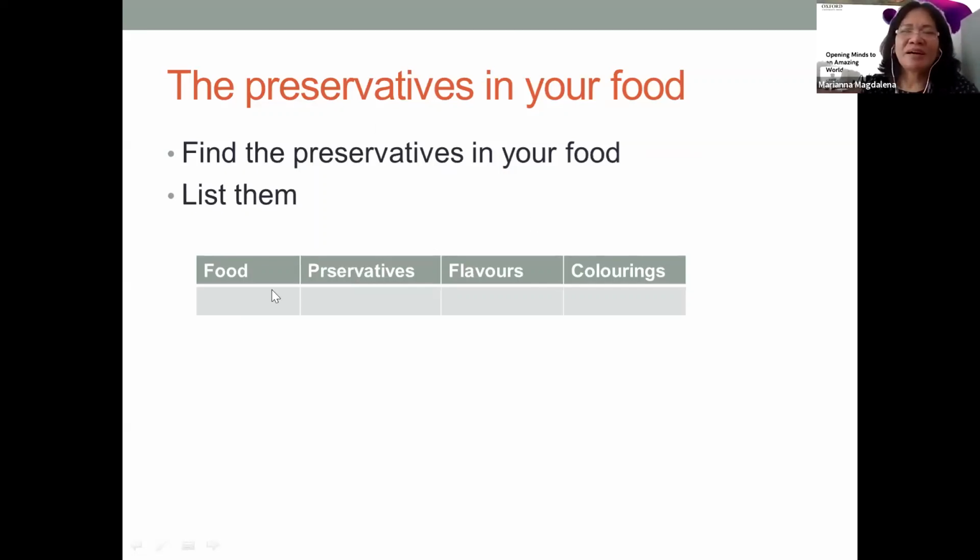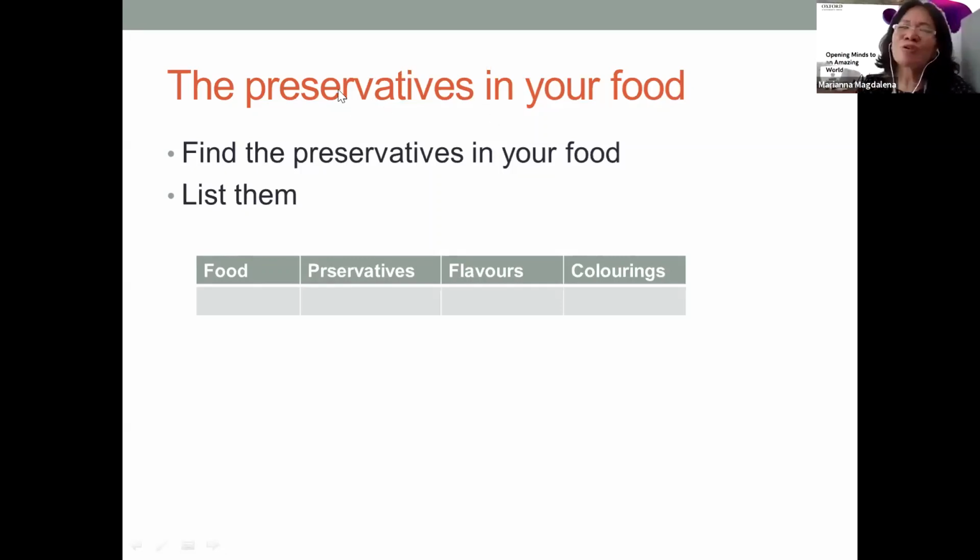And then you can ask them to find the preservatives in their food and list them. You can list the food preservatives, flavors and colorings. Usually what is happening is they just take their food. You can take a survey from your class before asking this: how many of you read the ingredients in the food before you consume it? Or you just take it and you eat it, or you drink it. So it's a part to educate them, to know what they consume. So we make them informative. You can take the survey before you ask them to do this.